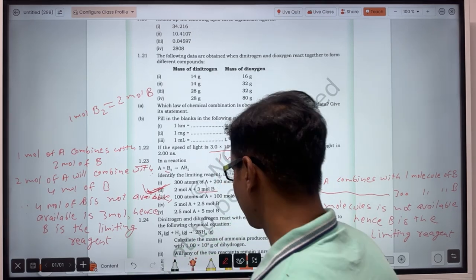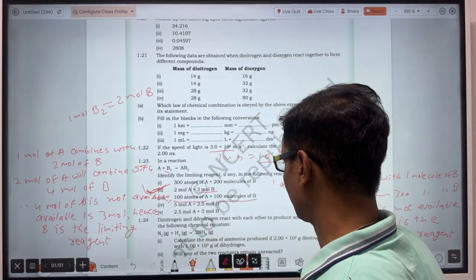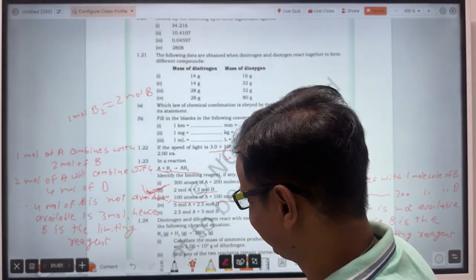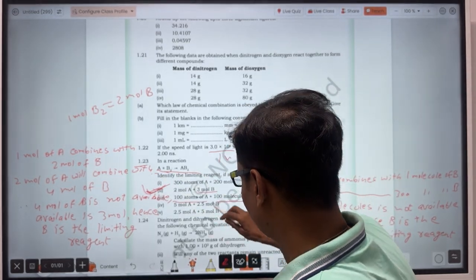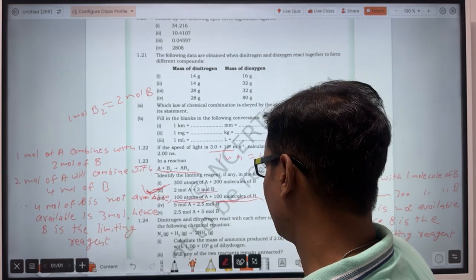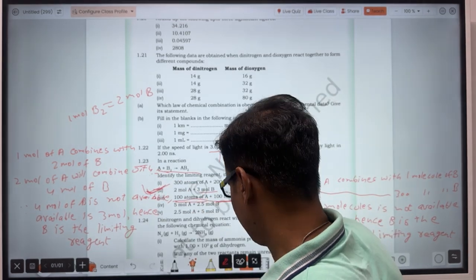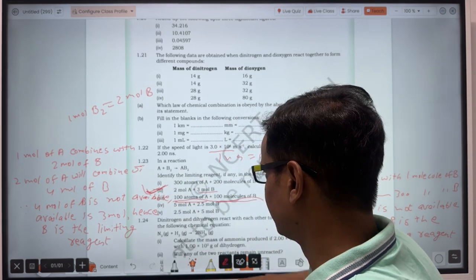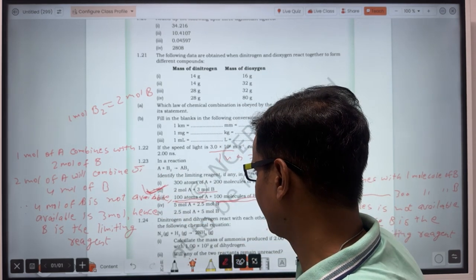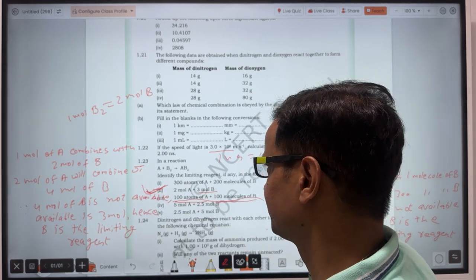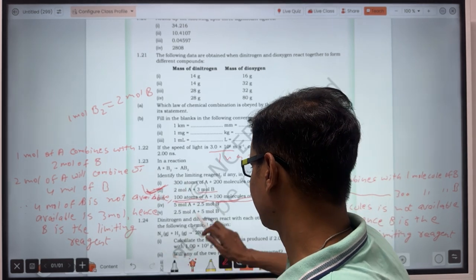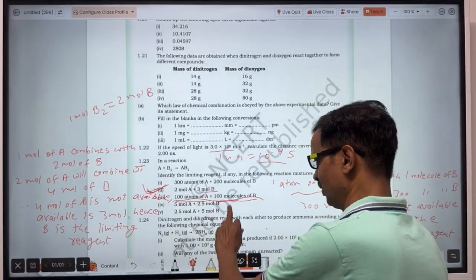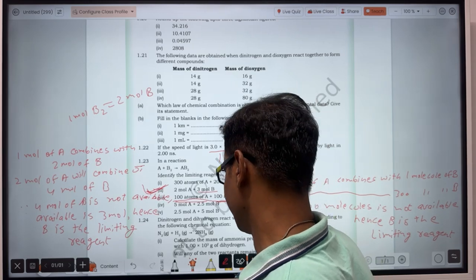Okay, guys. Now, 100 atoms of A combined with 100 molecules of B2. So here there will be no limiting reagent. In this one, 100 atoms of A will completely react with 100 molecules of B2, because one atom of A reacts with one molecule of B2. Now 5 mole A reacts with 2.5 mole B2. So here it seems B is the limiting reagent.